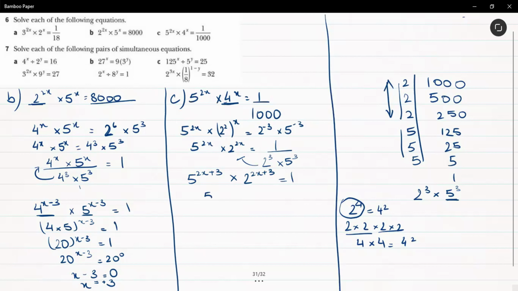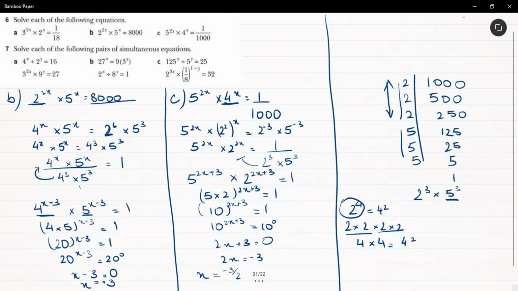Again, there is a common power, so 5 multiplied by 2 raised to power 2x plus 3 is equal to 1, and 10 raised to power 2x plus 3 is equal to 1. So 10 raised to power 2x plus 3 should be equal to 10 raised to power 0, as that would give us 1. So 2x plus 3 is equal to 0, 2x is equal to negative 3, and x is equal to negative 3 over 2. And that's it. This is our answer for part C, question number 6.